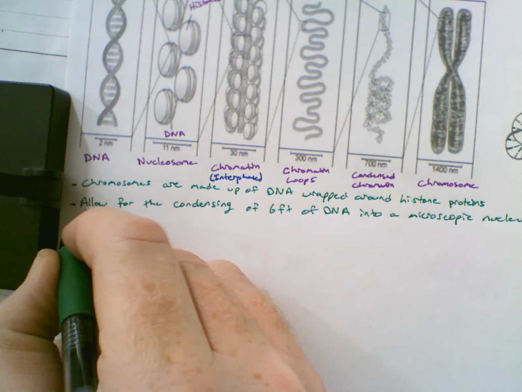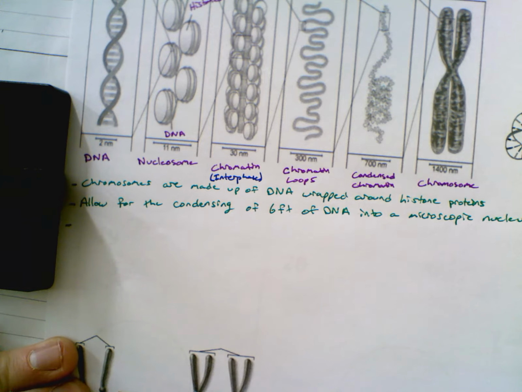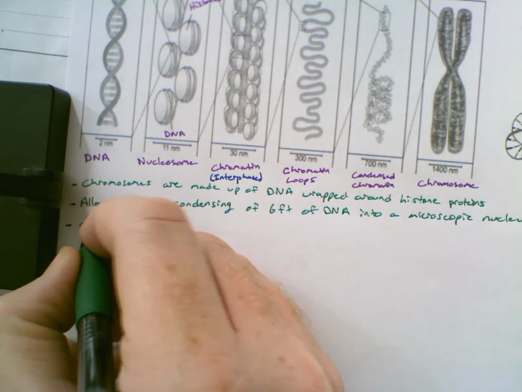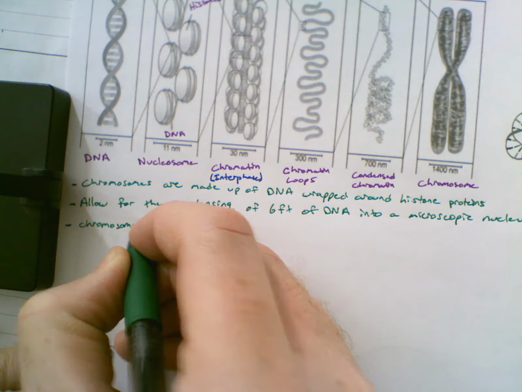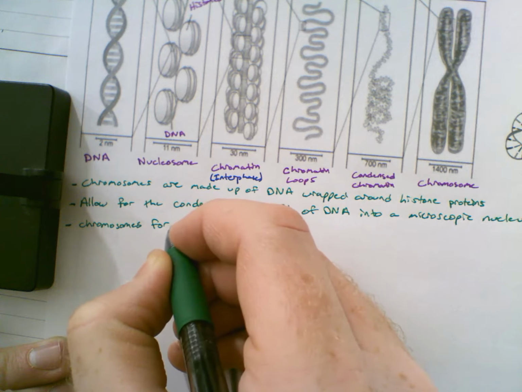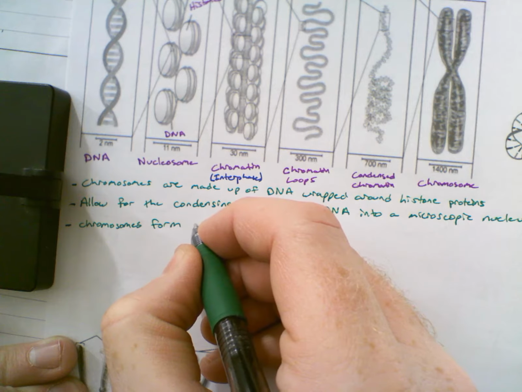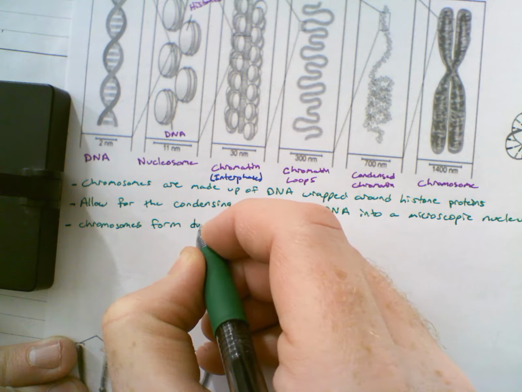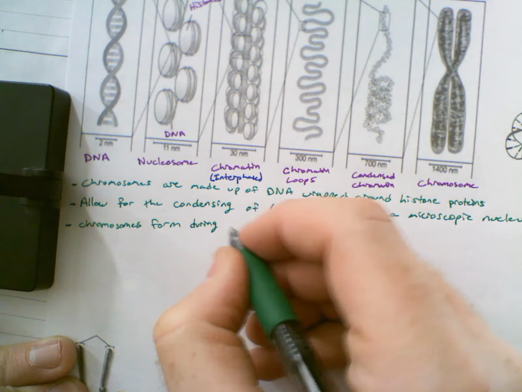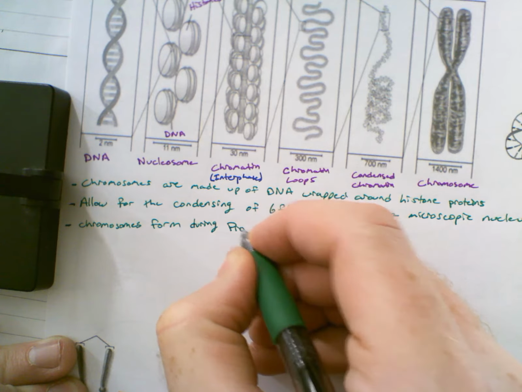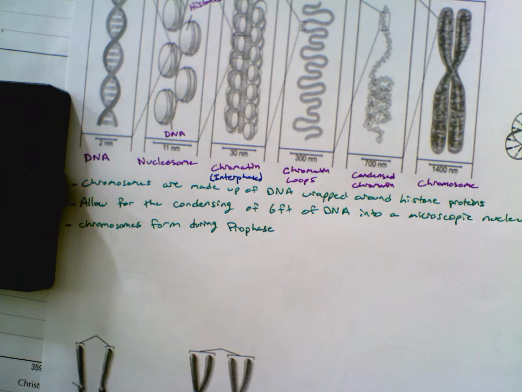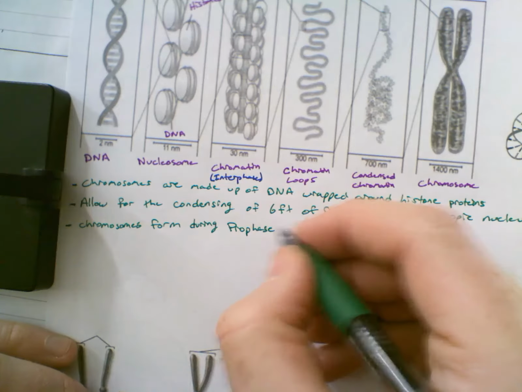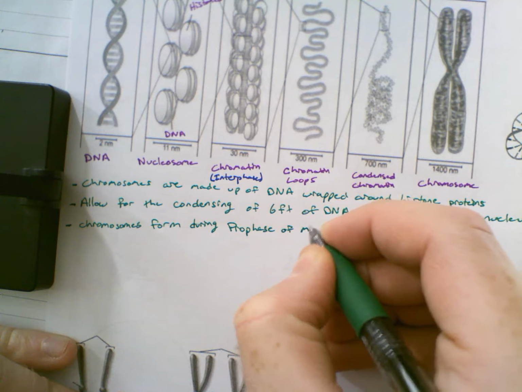Now, chromosomes are not always present. Super common misconception. So, chromosomes, when do they form? After. Chromosomes form during? The end of interphase, right? Yeah, it's one of the first things that happens during prophase. So you can just say during prophase. So chromosomes form during prophase of mitosis.